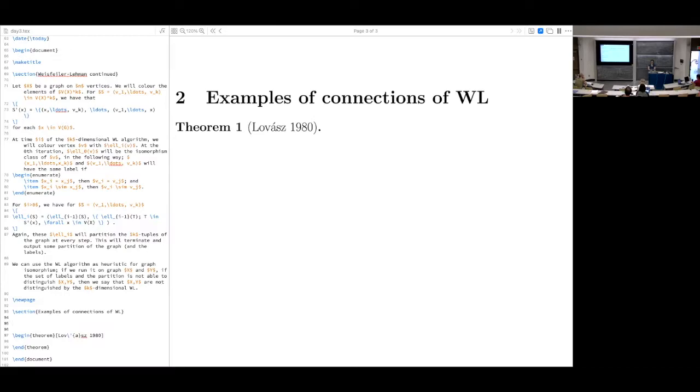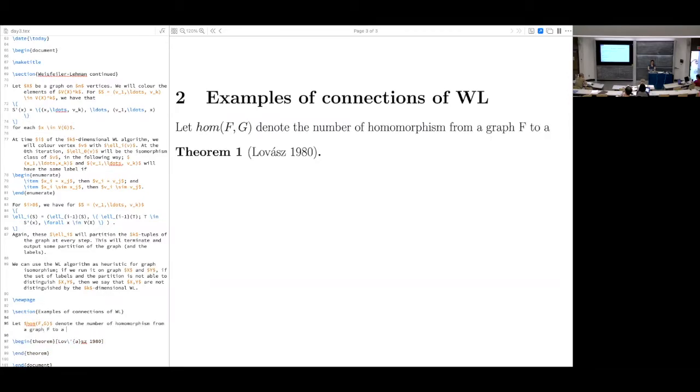So for this we need something. Do we remember what a graph homomorphism is? It's a mapping between the vertices which preserves edges. So it maps edges to edges. So here we need to let hom(F, G) denote the number of homomorphisms from a graph F to a graph G.